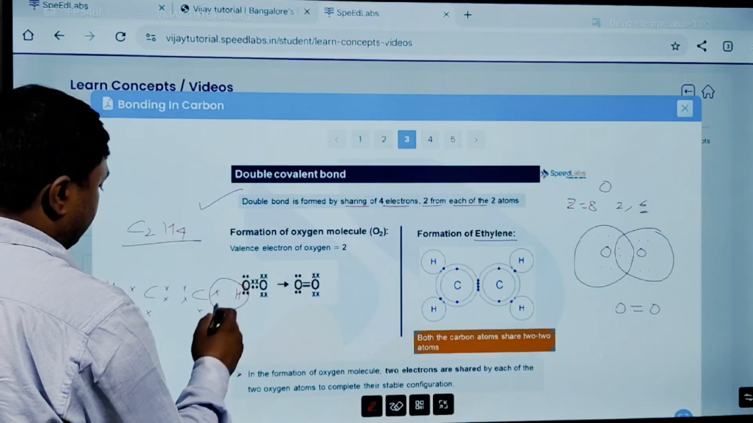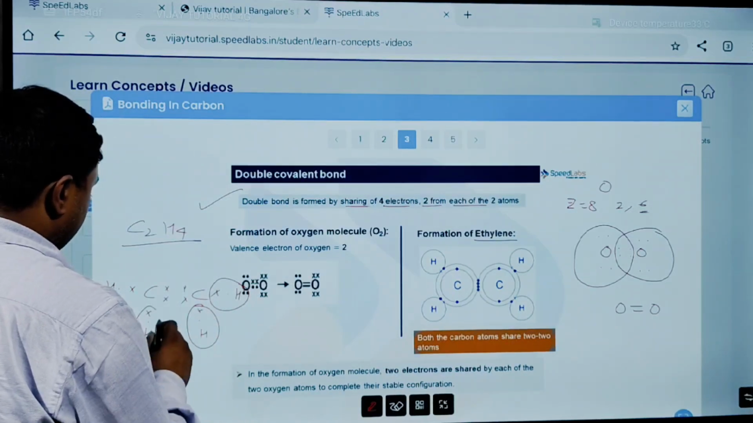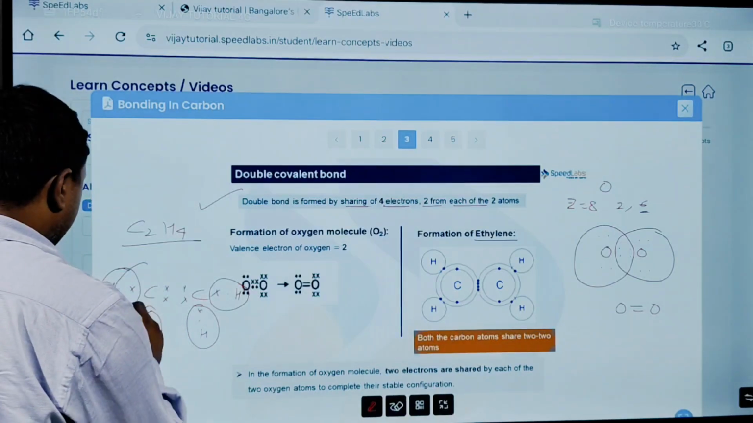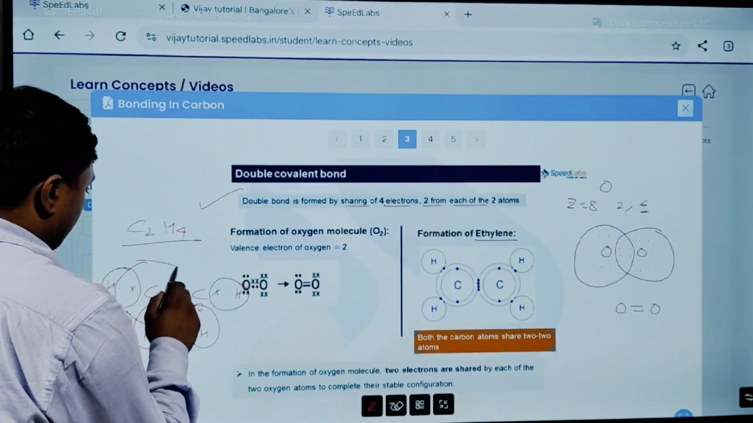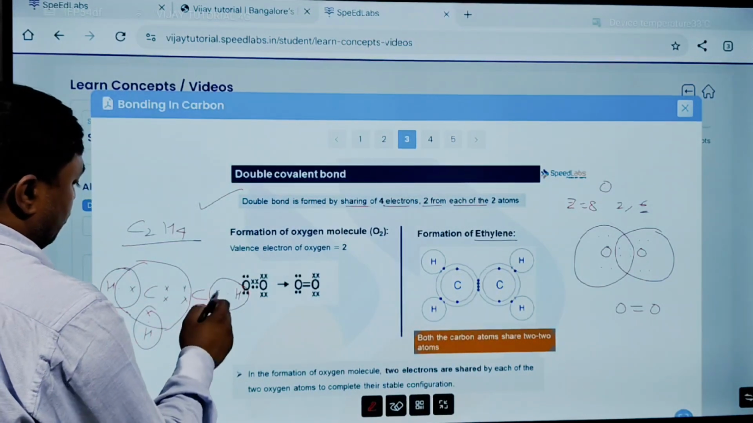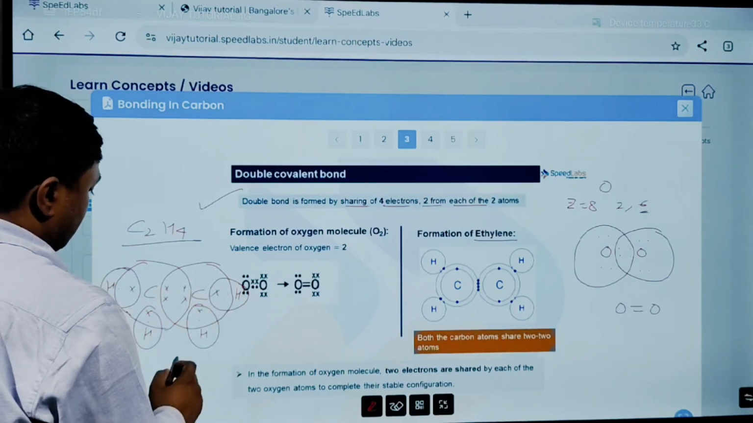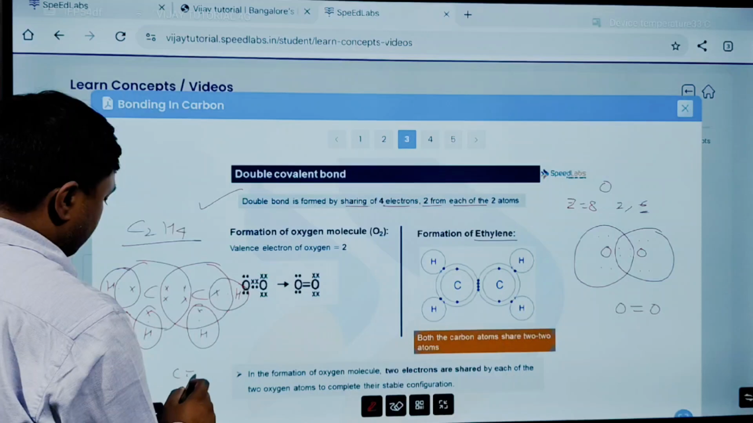Now hydrogen, to become stable, will take 1 electron and become stable. What about the carbon? Carbon has 4 valence electrons, it will take 1 from here, 5, 1 from here, 6, and 2 from here, 8. Similarly, 4 it has, so 1 from here, 5, 6, and 2 here. Yes or no? So between carbon and carbon a double bond is formed.